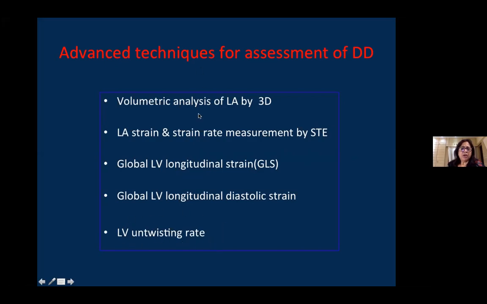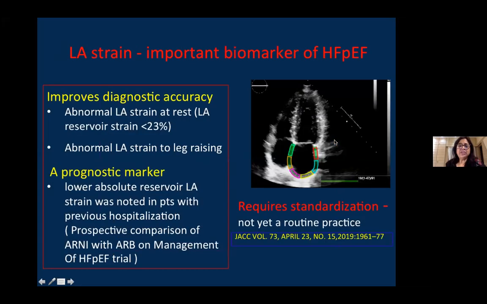Now, out of all these, the LA strain and strain rate measurement by speckle tracking echocardiography has gained importance of late, because it is again an important biomarker of HFpEF, which is a real problem. We face problems finding this group of patients with HFpEF, where echocardiography is really helpful.